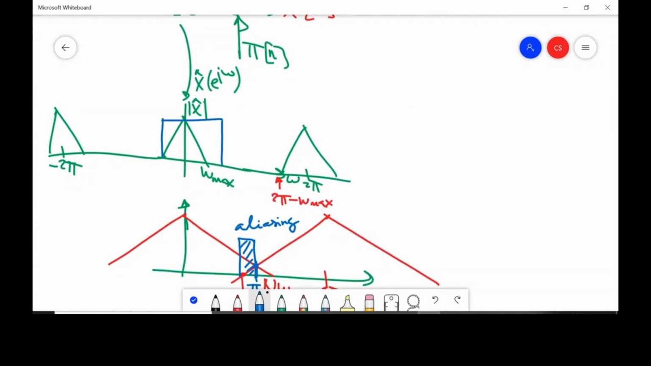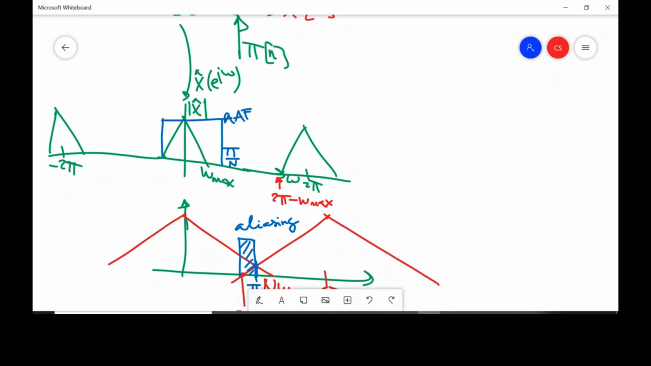So you put a filter whose maximum frequency is pi over n. And then when you multiply by n, you are sure that it doesn't go beyond pi. So this is the anti-aliasing filter.